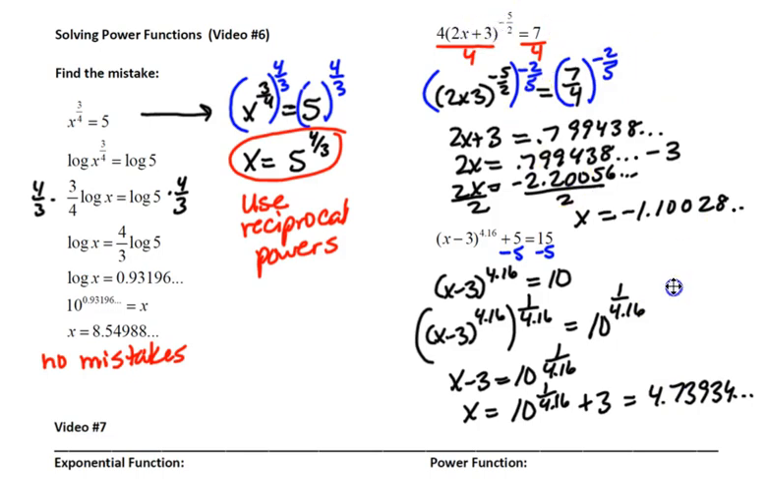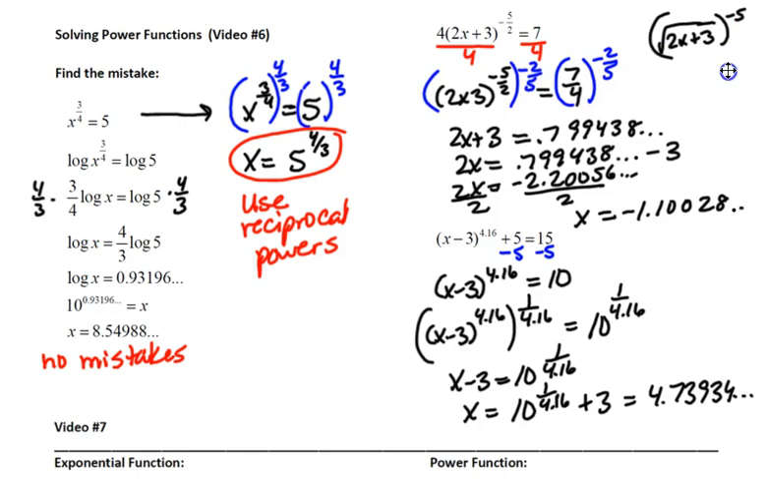This could also have been written, when I got to this step, I could have written this as the square root of 2x plus 3 to the negative 5 power. Okay, and in that case, I could have raised both sides to the negative 1/5 power and then squared both sides. So I could have done it slightly differently.